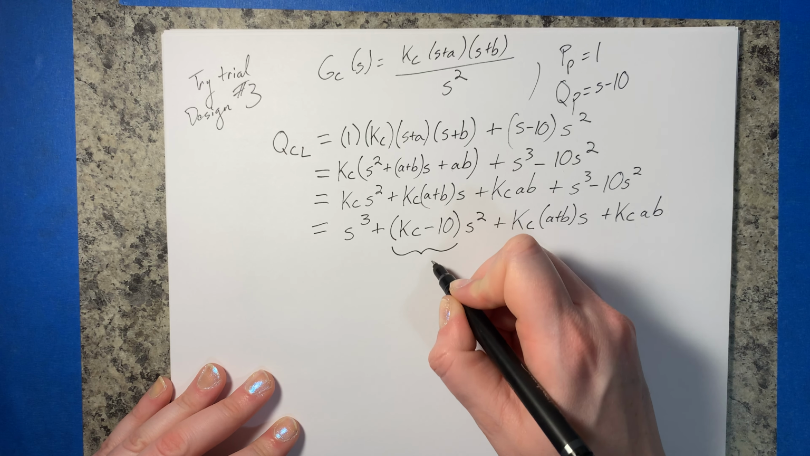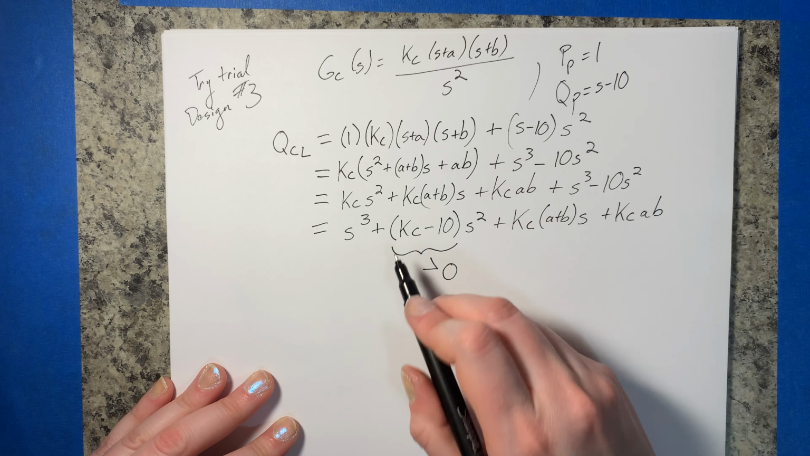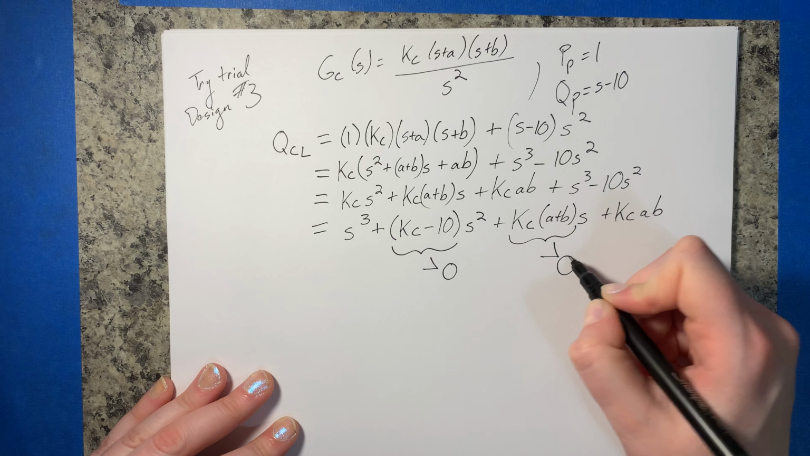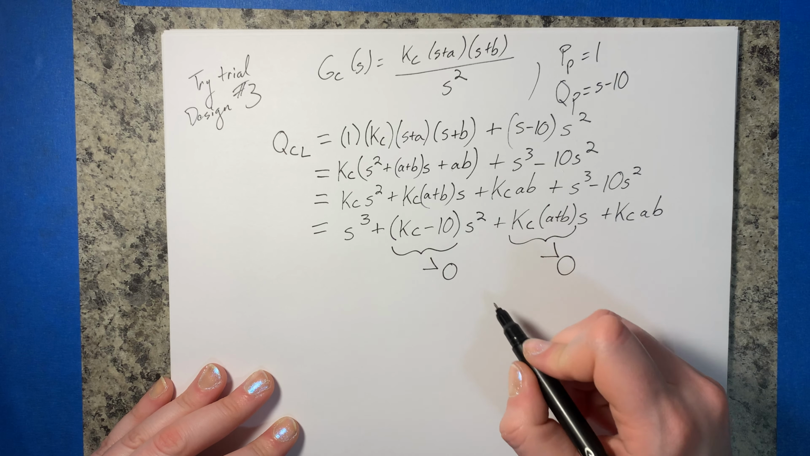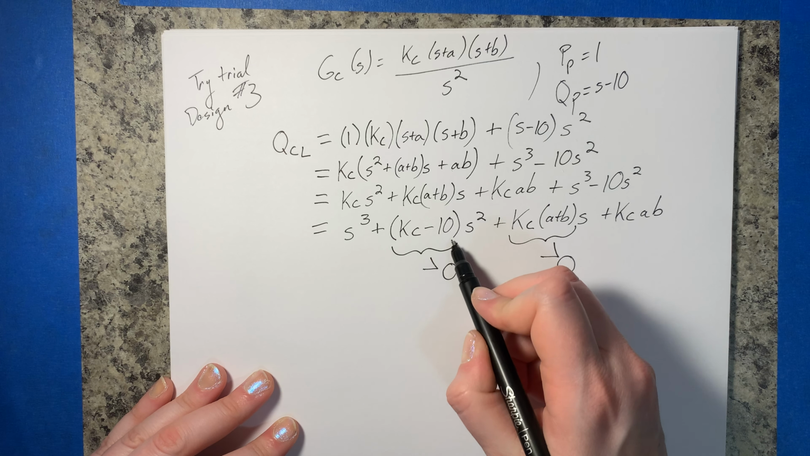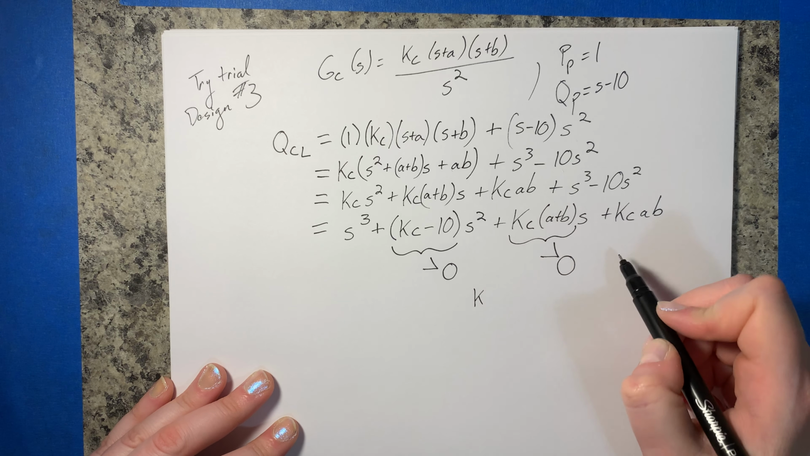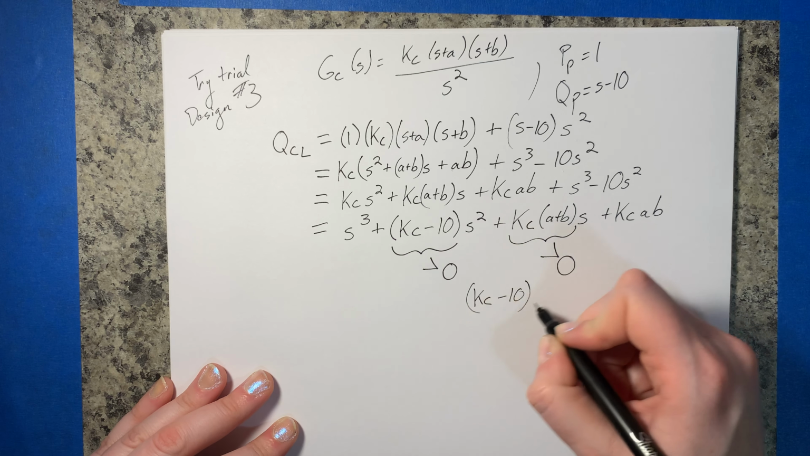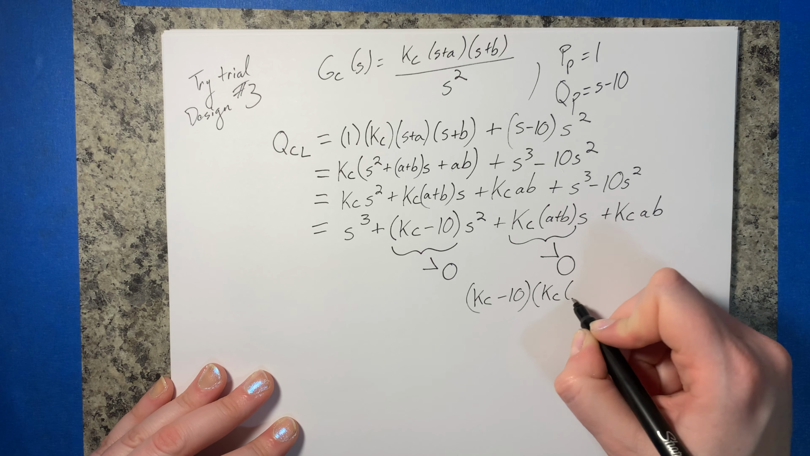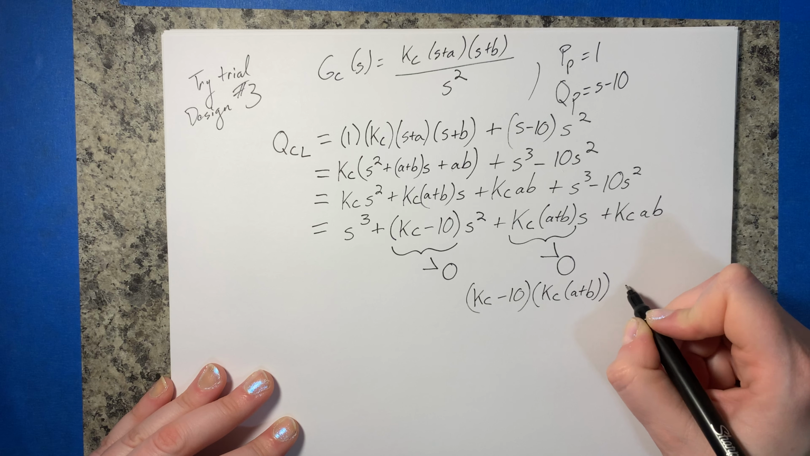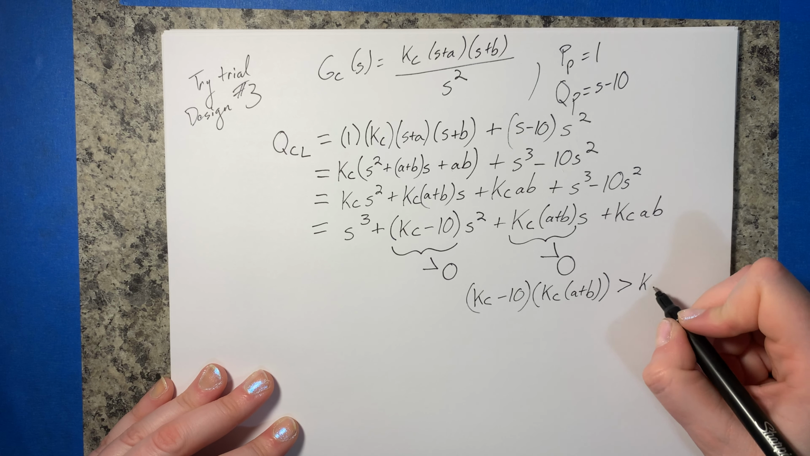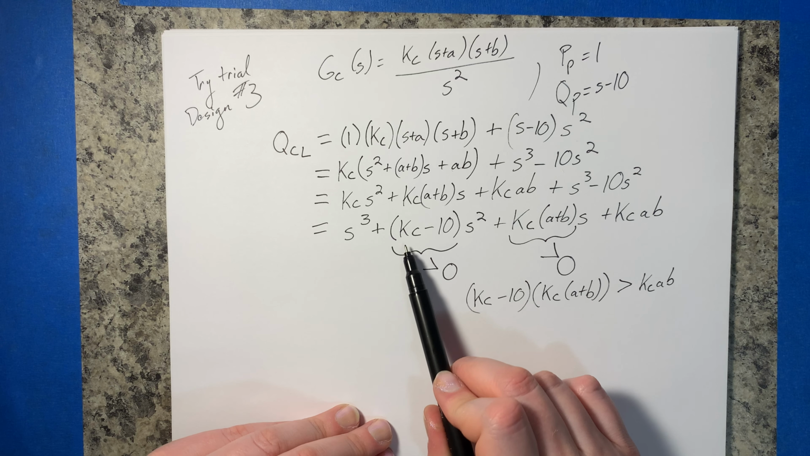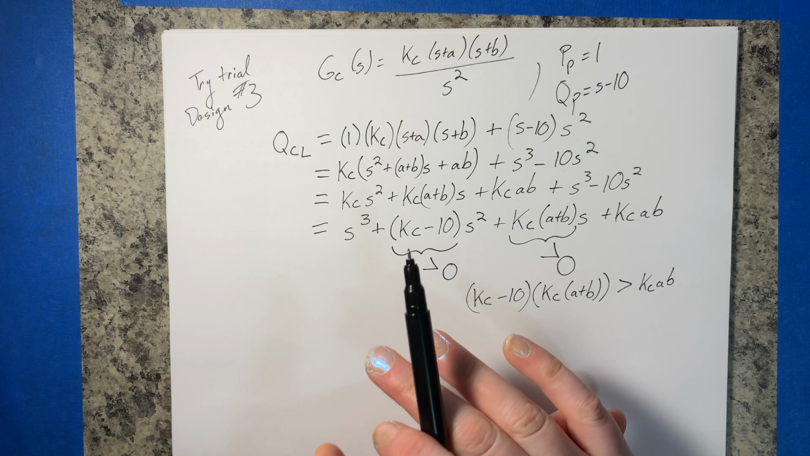Alright, so what we can do is just write these out. This coefficient has to be greater than 0. This coefficient as well has to be greater than 0. And the final test, the third condition, is actually that this coefficient times this coefficient has to be greater than the final coefficient here. So let's write that out. KC minus 10, and then KC times (A plus B) has to be greater than the final coefficient KC A times B.